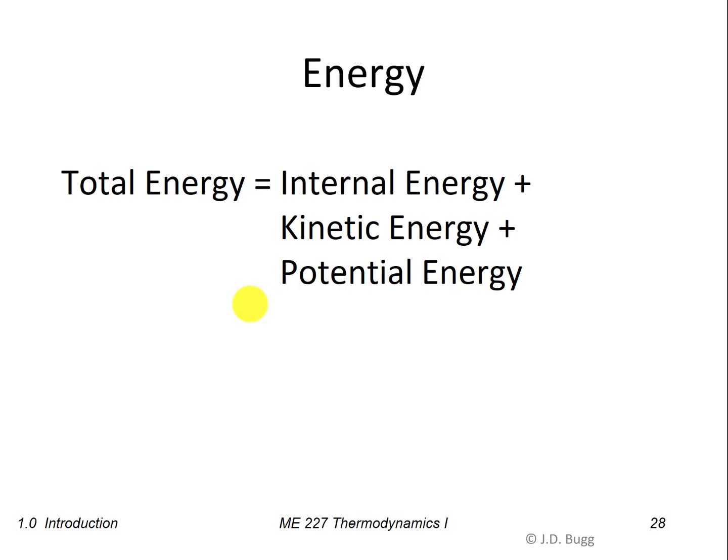The next thing I want to define is energy. So total energy, to be more specific, is the sum of 3 contributions: internal energy, kinetic energy, and potential energy. So when we talk about total energy in this course, it's the sum of those 3 contributions. So we want to look at each of those contributions separately next.